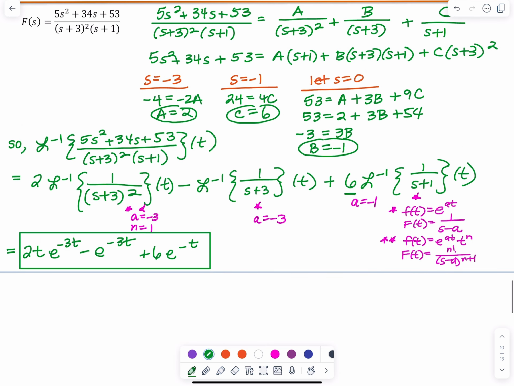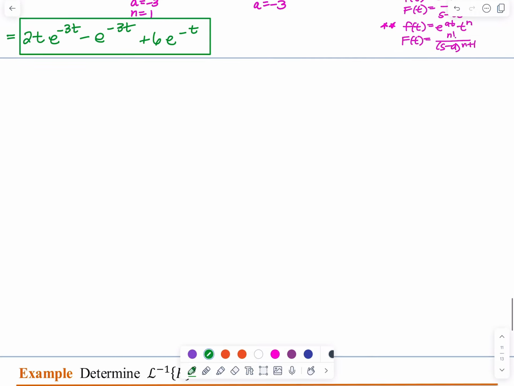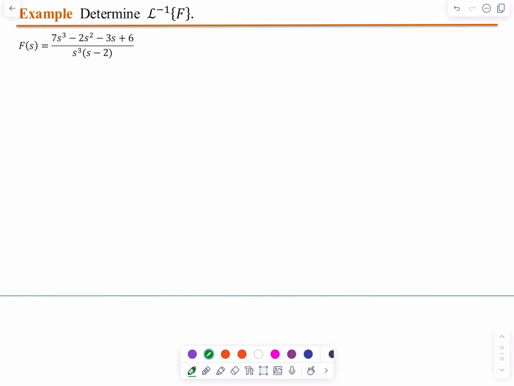Okay, and that leaves us with one last problem. Find the inverse transform of f. And as you can see here, our partial fraction has the form of a over s cubed, so this is a repeated linear factor, plus b over s squared plus c over s plus our non-repeated linear factor of s minus 2.